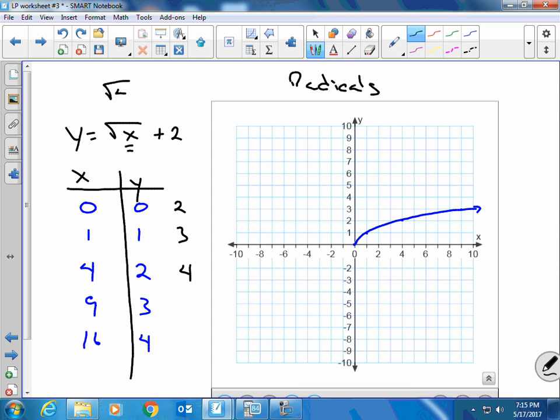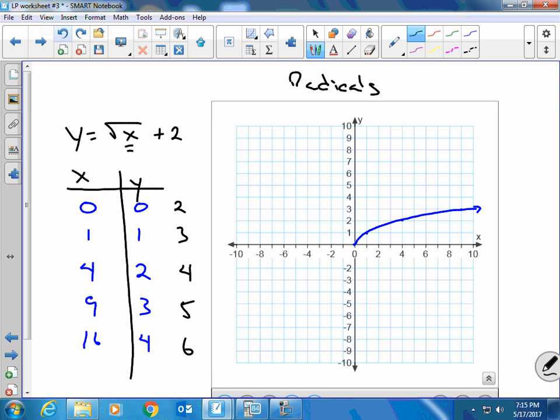Let me show that one real quick so we can get a feel for it. I plugged in 4 for x. The square root of 4 is 2, plus 2 gives me 4. So basically what is happening is I'm adding 2 to every y value. I'm adding 2 to the answer of my square root, which is the y value.